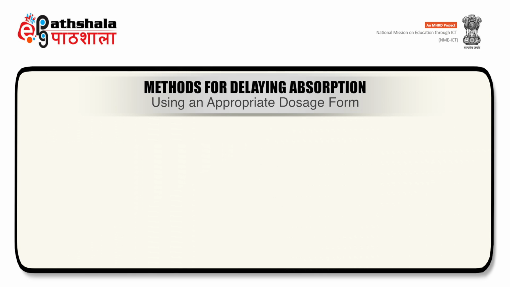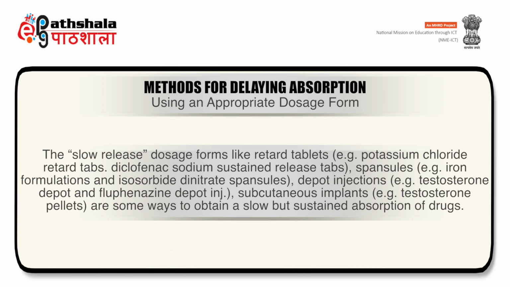Now there are various methods for delaying absorption. Number 1, using an appropriate dosage form. Slow release dosage forms like retard tablets, for example potassium chloride retard tablet, diclofenac sodium sustained release tablet, spansules, for example iron formulation and isosorbide dinitrate spansules, depot injections, for example testosterone depot, fluphenazine depot injection, and subcutaneous implants like testosterone pellets are some ways to obtain slow but sustained release absorption of drug.